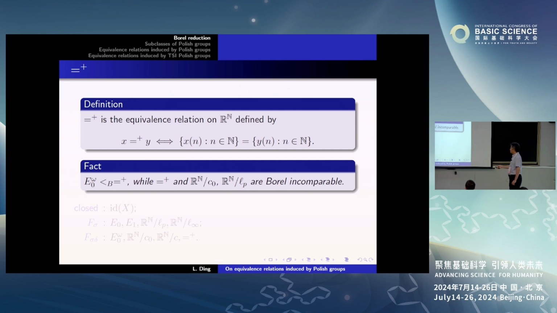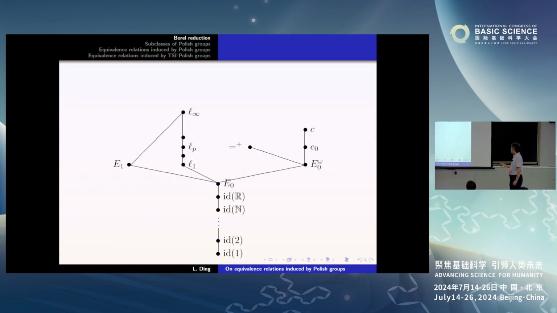Okay, we just go on to the diagram. Here we can notice that identity is a closed equivalence relation. E0, E1, LP, L infinity are F sigma equivalence relations. And the following, E0 to omega, C0, C, and identity plus are F sigma delta. So here is the identity plus. This branch and this branch are all incompatible.